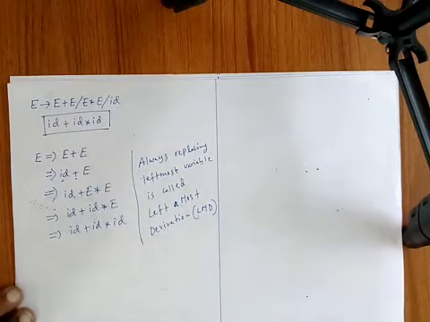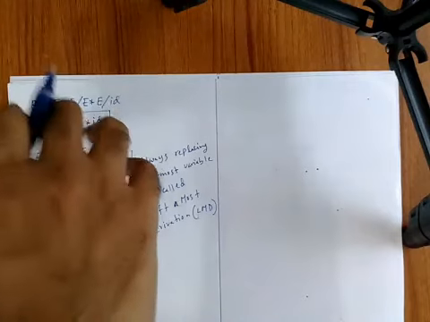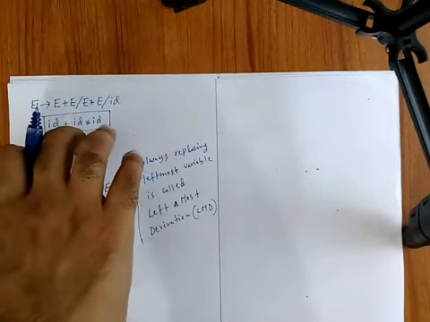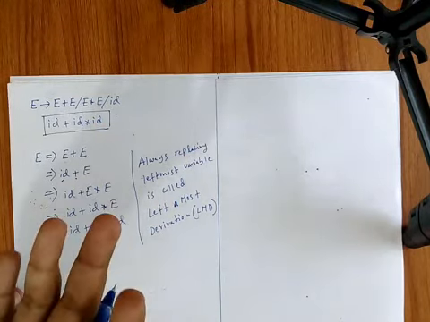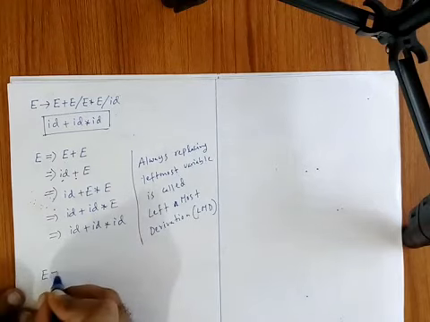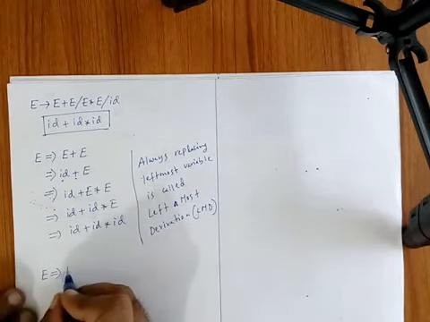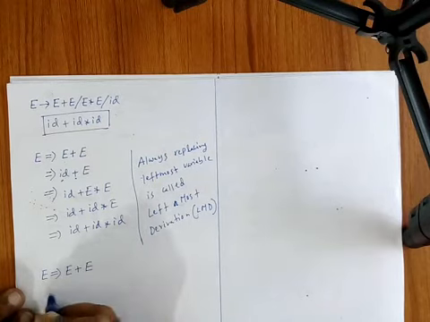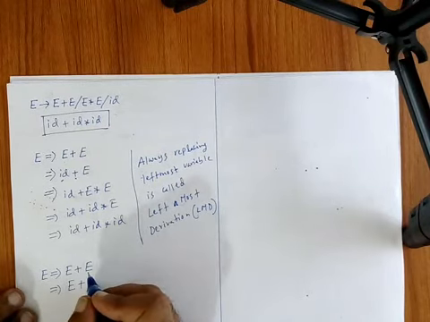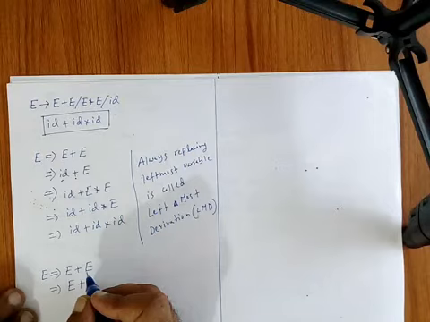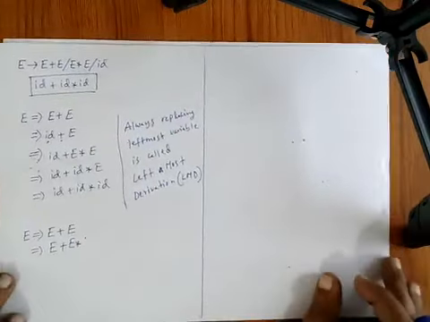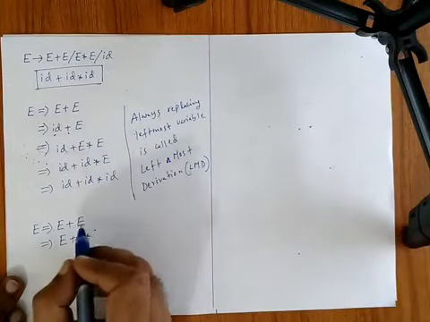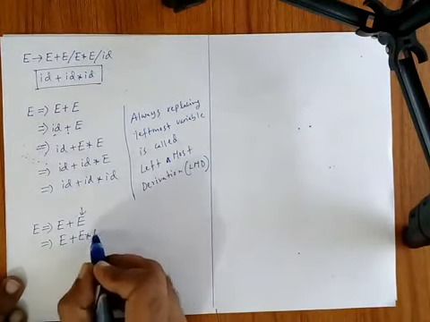Okay guys, now let's take the same procedure of derivation, but instead of replacing the leftmost variable first, we try to replace the rightmost variable. Is it possible? Let's try this way. E derives E plus E, then this rightmost E is replaced by E star E.